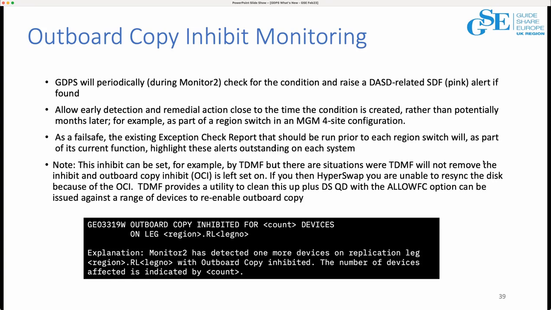Typically, it's set by disk migration tools such as TDMF. Others do exist, but it didn't necessarily remove the outboard copy inhibit bit when it failed or whatever occurred. But you can use a utility that TDMF provides, or use the DSQD command with the allowfc option to clear those bits. But as I say, our support here is awareness rather than fixing it, but at least being aware and having the tools on hand to go fix it, you could do so.